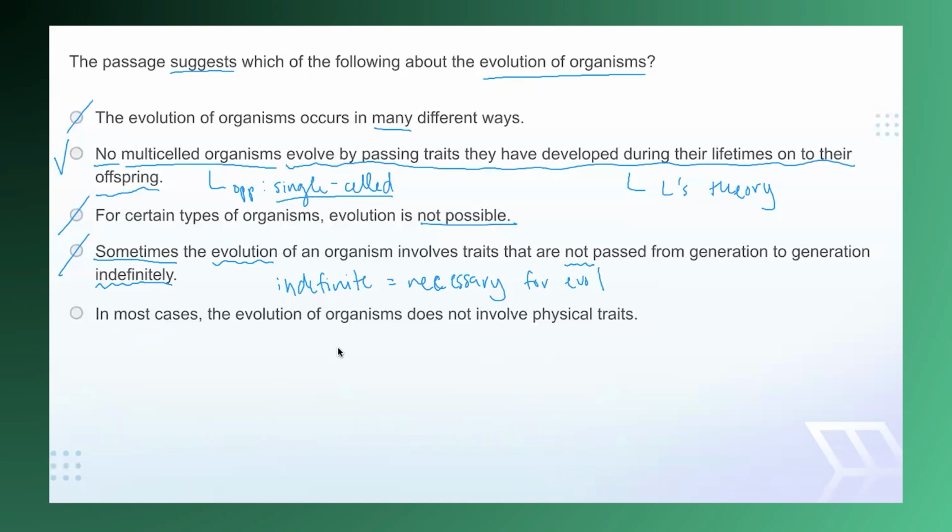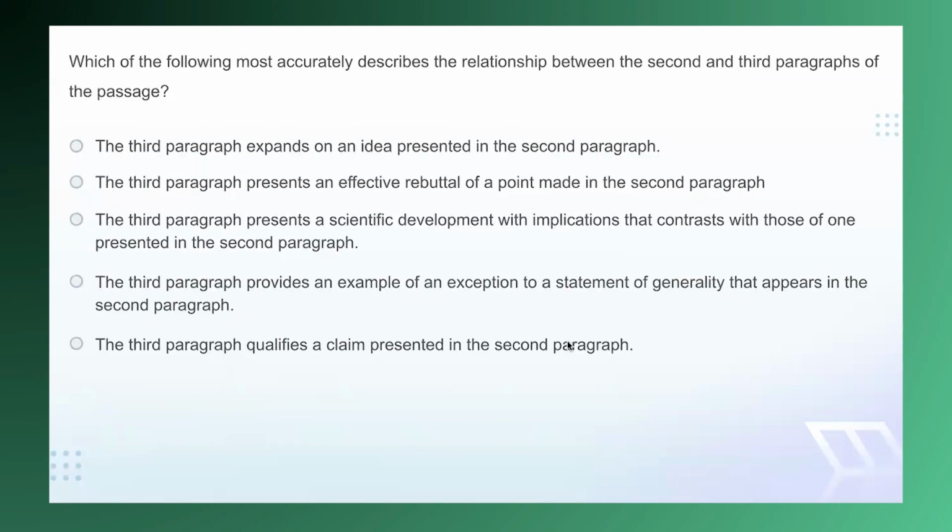Eliminate. And then finally, E, again, we see a most that we need to prove. And there's just nothing to indicate that most evolution involves traits that aren't physical. In fact, there really isn't any discussion of traits beyond the physical in the passage. We can't prove this. Eliminate. So the correct answer was, in fact, B. Tricky one. All right, last and most missed question.